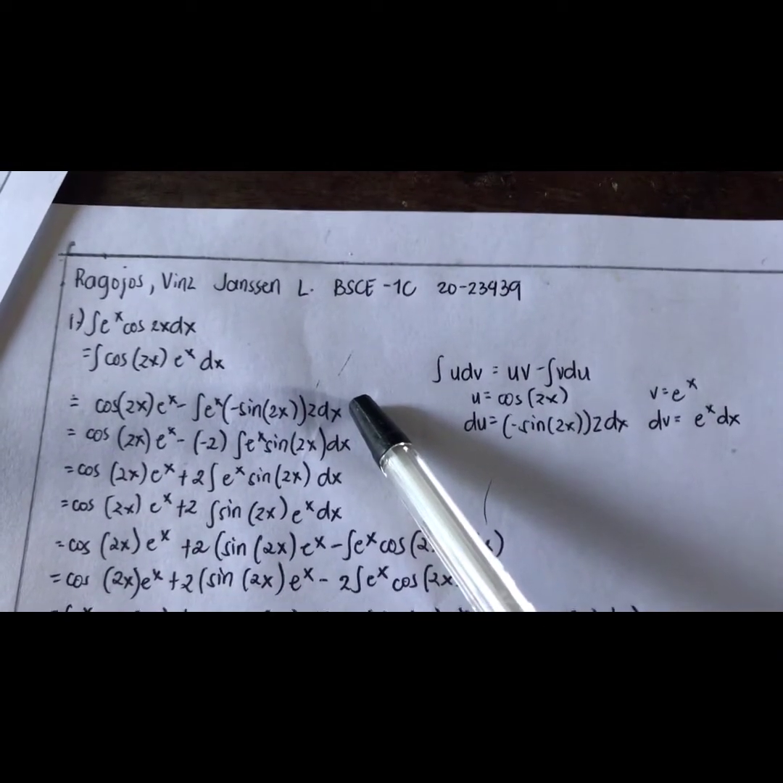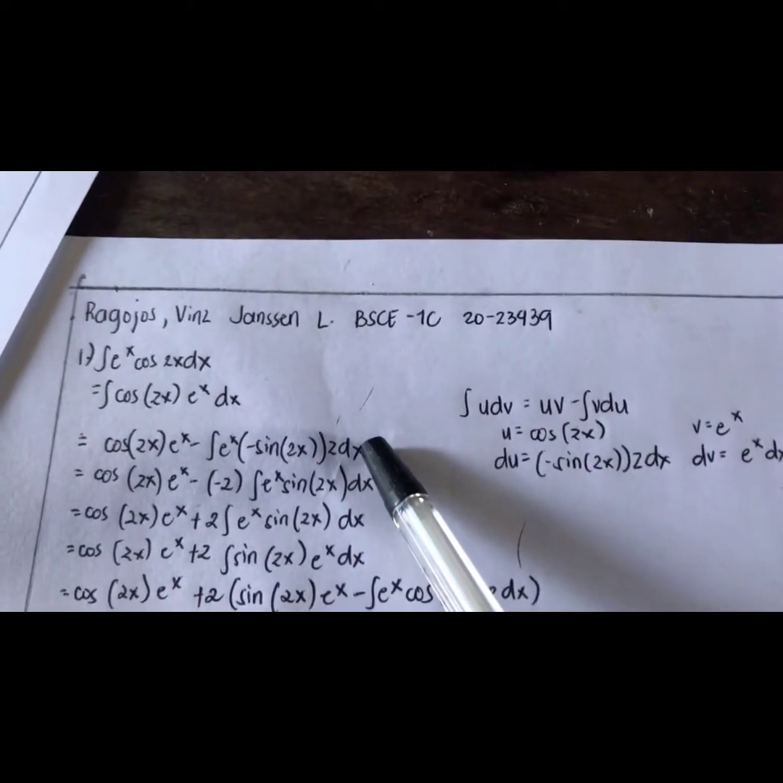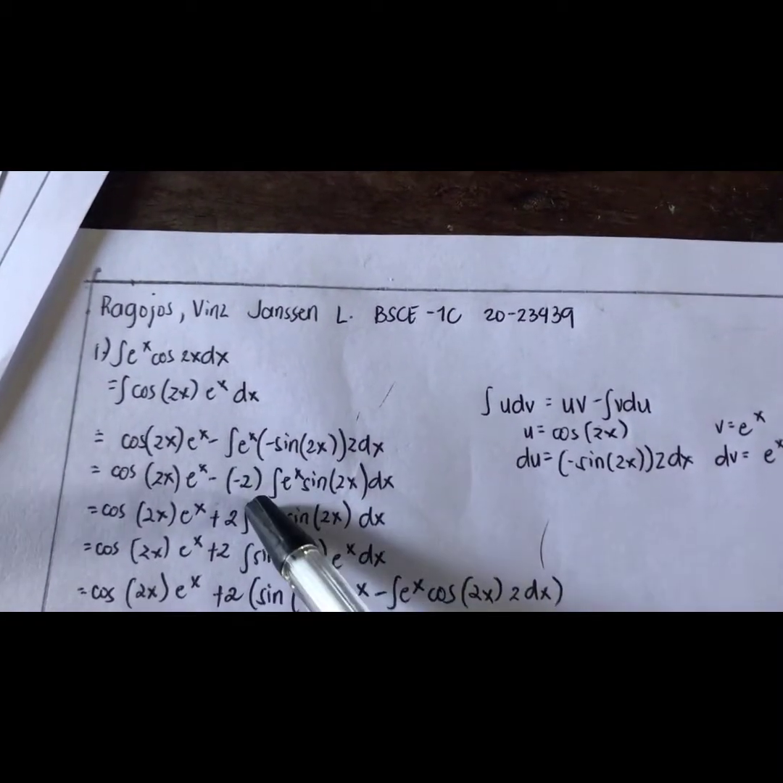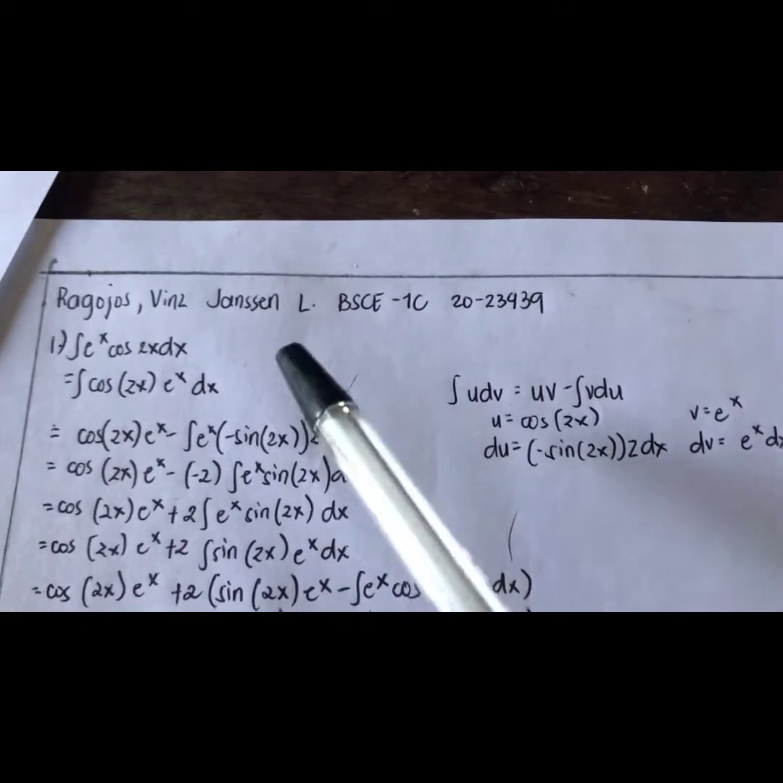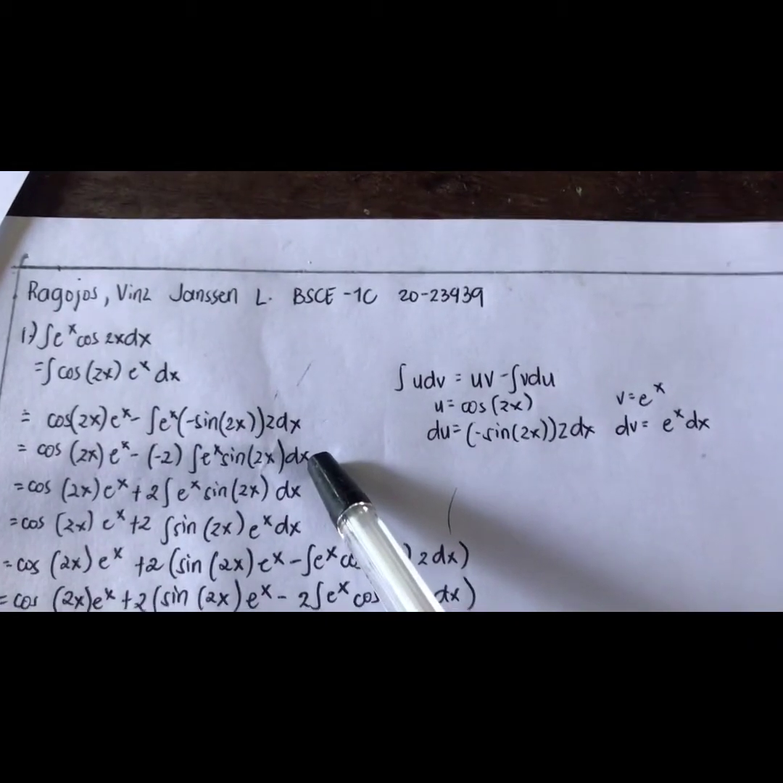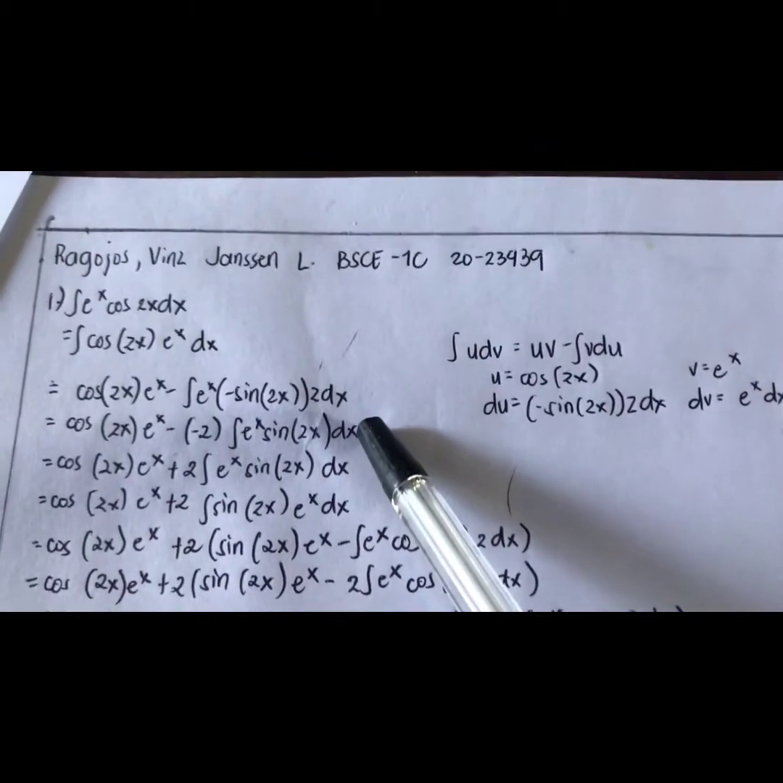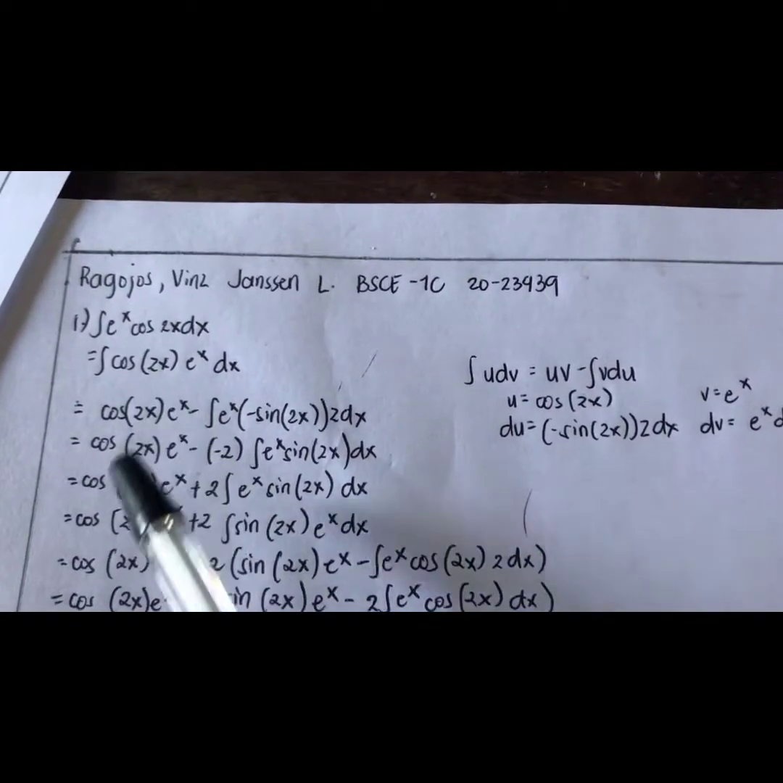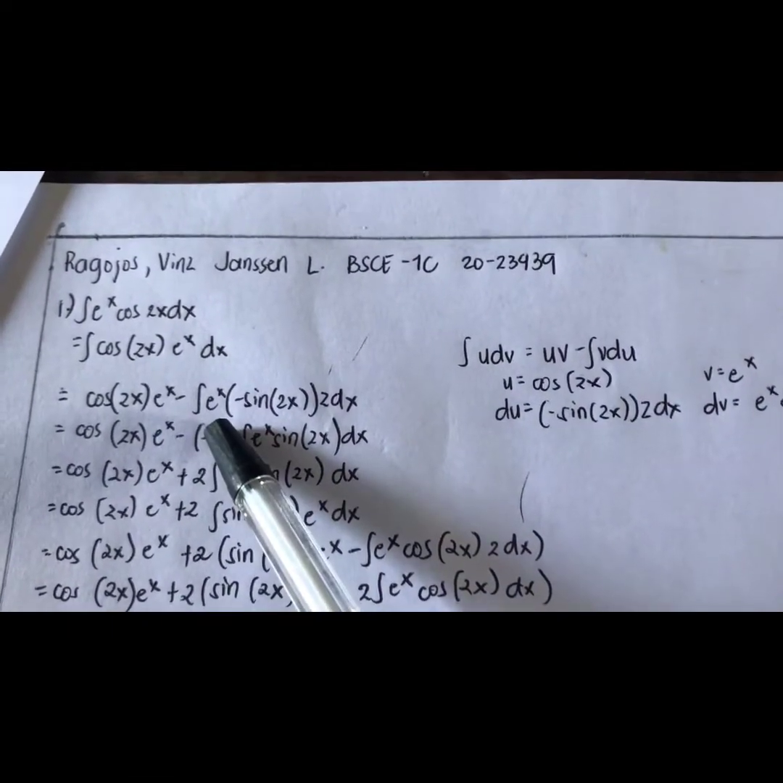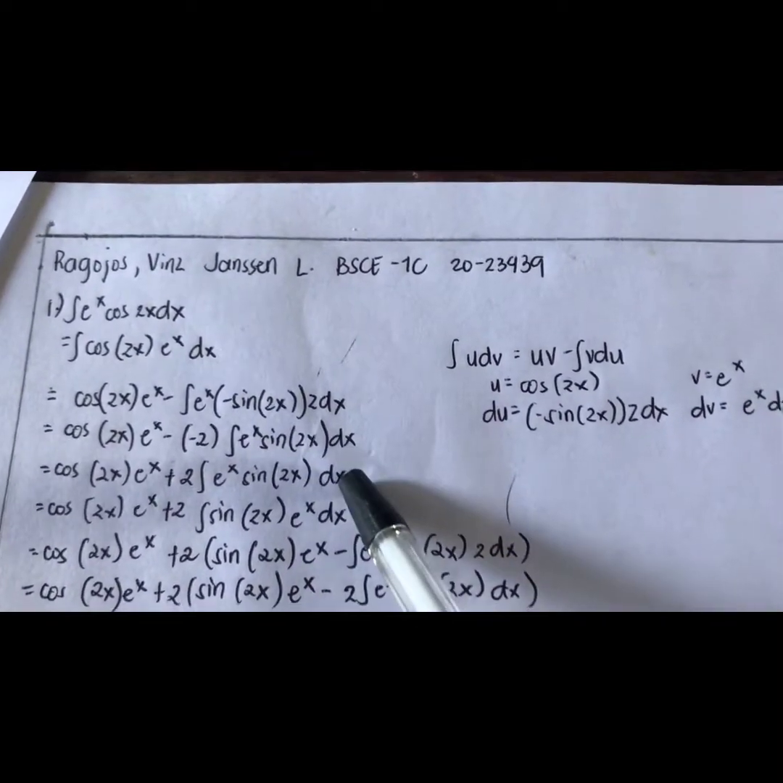And then we're going to put the constant from this term to the left. So we will have cos 2x times e raised to x minus negative 2 times the integral of e raised to x sine 2x dx. And then we are going to order this again using the commutative property. And that will give us cos 2x times e raised to x plus 2, because negative times negative is positive, times the integral of e raised to x sine 2x dx.